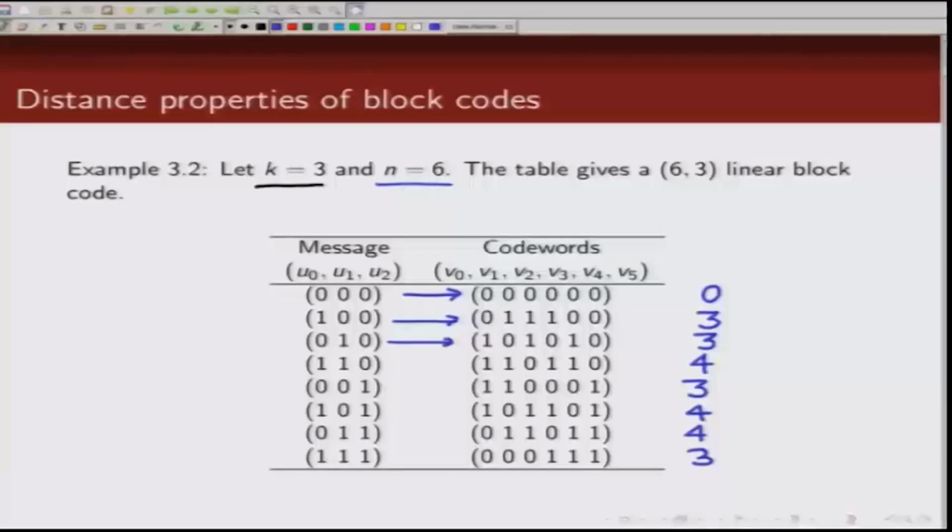Now, what is the minimum distance of the code? As you recall, we defined the minimum distance of a code as the minimum weight of a non-zero code word. So, what is the minimum weight of a non-zero code word in this case? It is 3. So, the minimum distance of this code is 3.